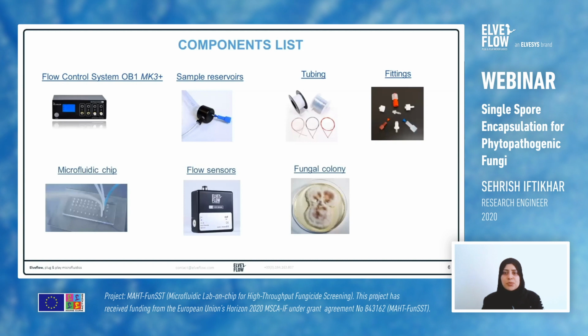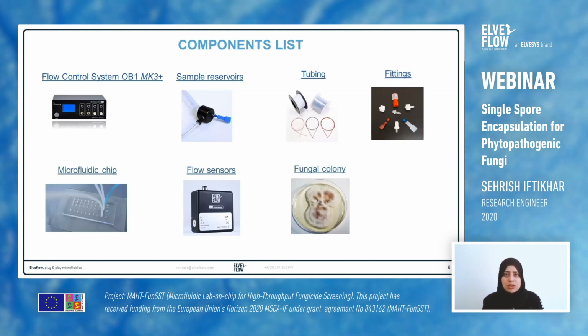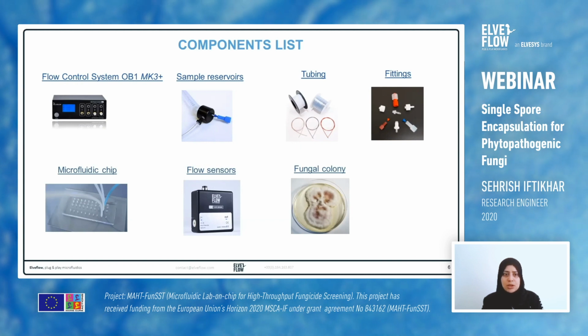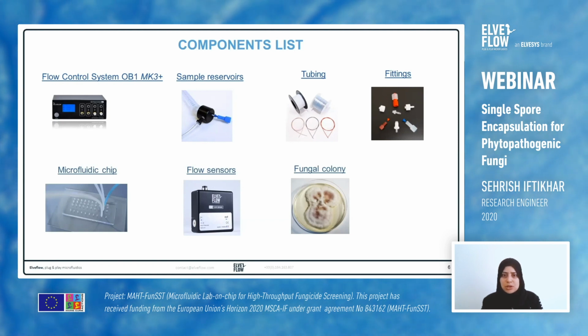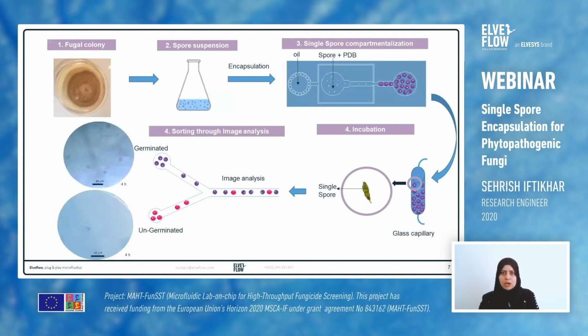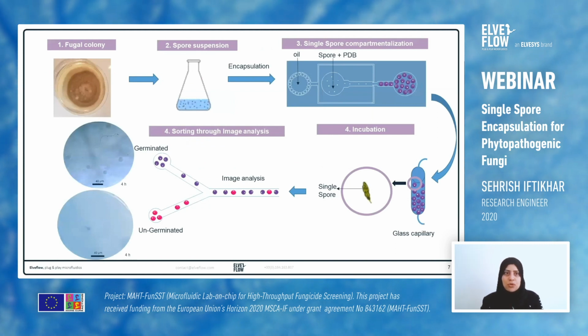So to encapsulate the spore, we need some components, which include the flow control system, some reservoirs, tubings, fittings, the microfluidic chip with specific dimensions and geometries depending on the fungi we want to encapsulate, flow sensors to measure the flow rate, and then we need the fungal colony to produce the spore suspension. So these are the simple steps which we have to follow.